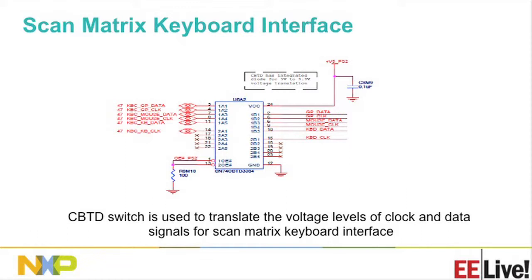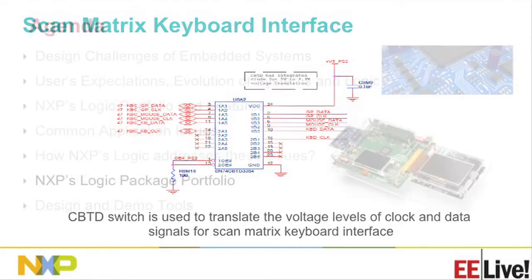In a scan matrix, these are, again, the clock and data signals. You have 5 volts coming in from the driver side. Let's say you want to isolate the interface, get 3 volts here. You can use a CBT-D switch.